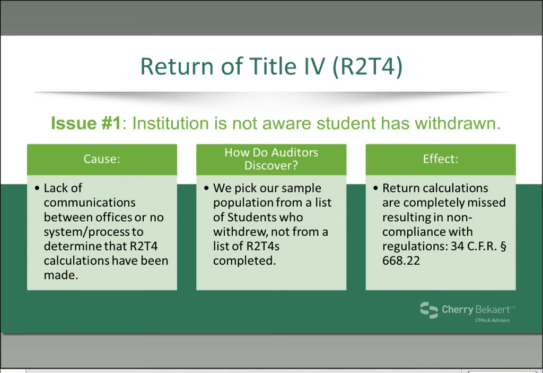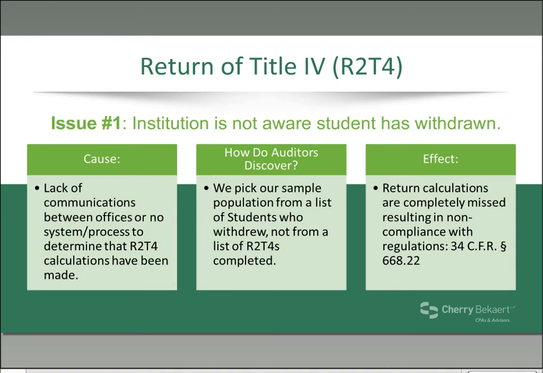All right, so let's look at a couple of issues that you've identified here. Issue one is that the institution is not aware that the student has withdrawn. I know this sounds crazy, but it is a statement that we hear very frequently. So why does that happen, and what can we do to fix that?